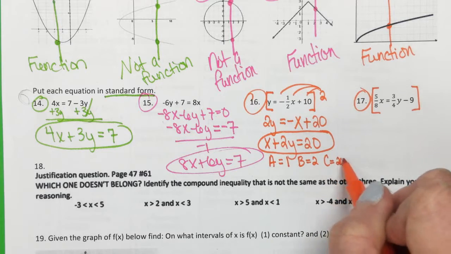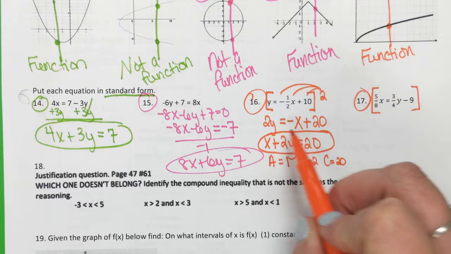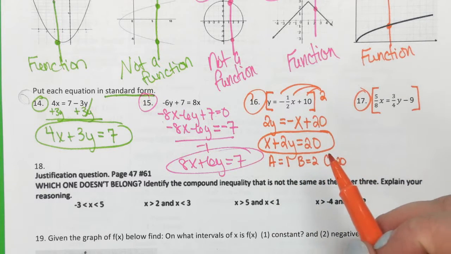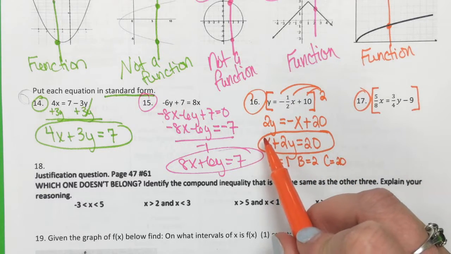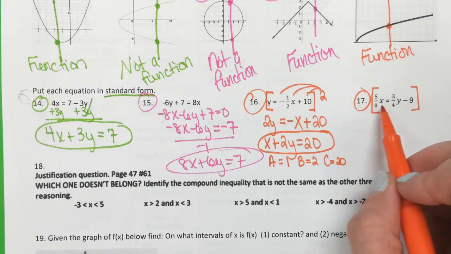All right, so when you get your quiz, make sure that you label them like that, okay? Do not write A, B, and C above it, because I don't know if you're saying A is X, or if you're saying A is 1, so you have to write it out, A equals whatever, okay? All right, what about number 17?